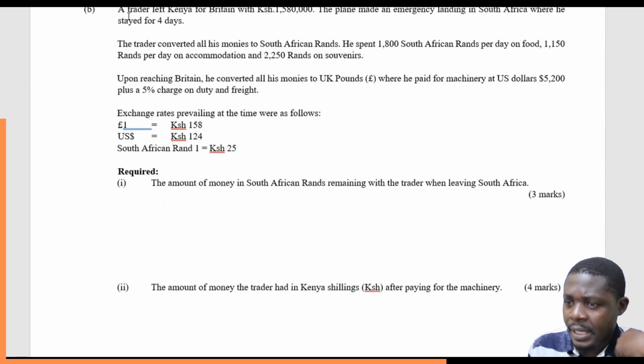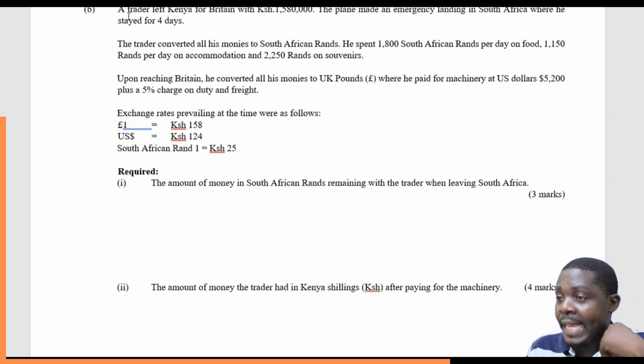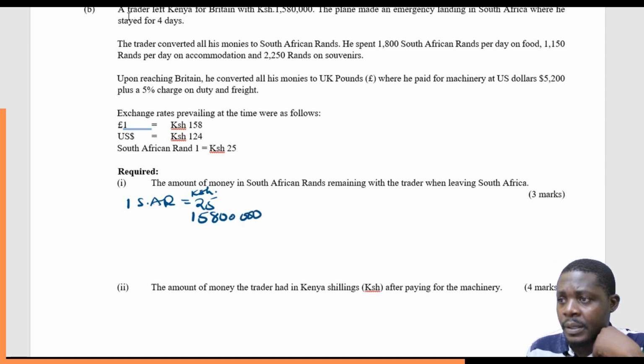Now this particular tourist left Kenya with 1,580,000, and we are told that 1 South African rand is equal to 25 Kenyan shillings. What about 1,580,000 Kenya shillings? How much will it be in the South African rands?